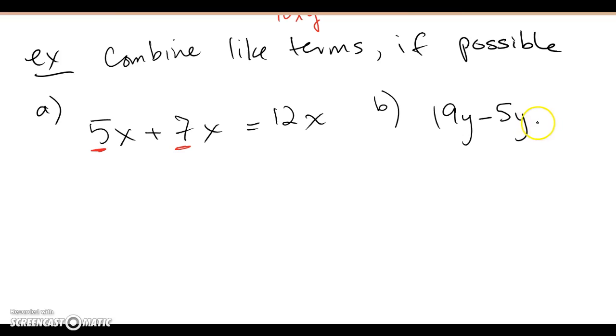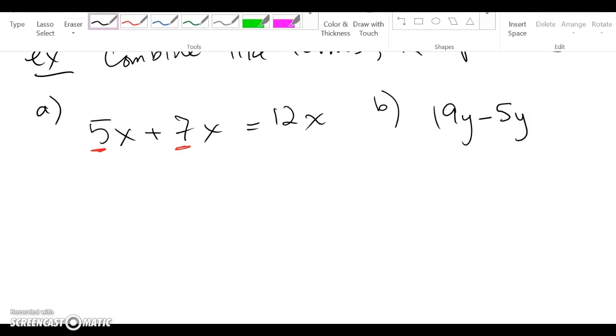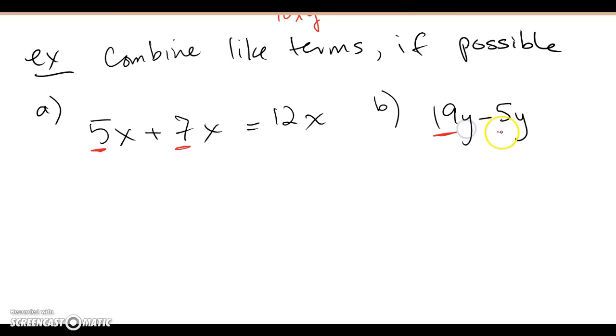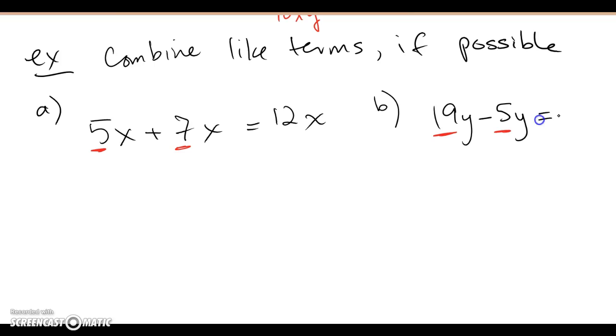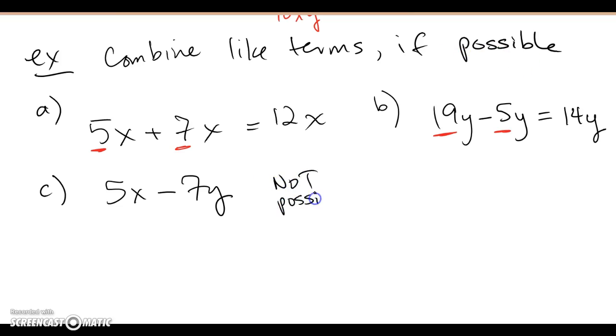19y minus 5y, all I'm really focusing on is what are called the coefficients, the 19 and the negative 5. The y's are like terms, so 19 minus 5 is 14, and I end up with 14 y's. Like terms, combine the coefficients and attach the variable at the end. How about 5x minus 7y? Well, it says combine like terms if possible. Here, it's not possible because these two guys are not like terms. One contains an x, the other one contains a y.